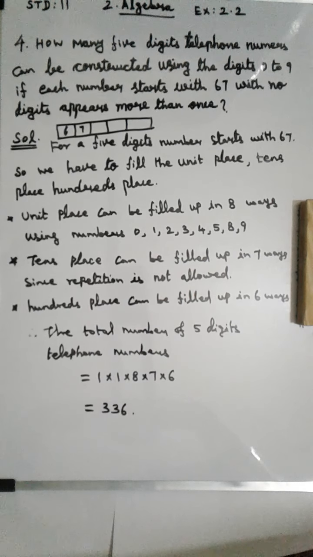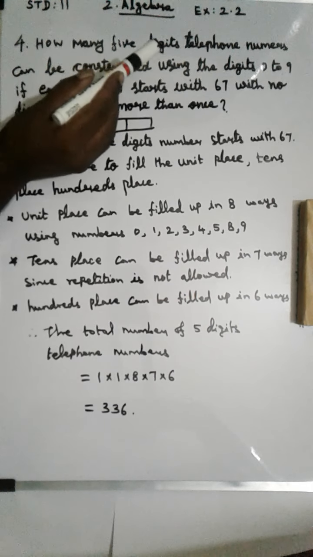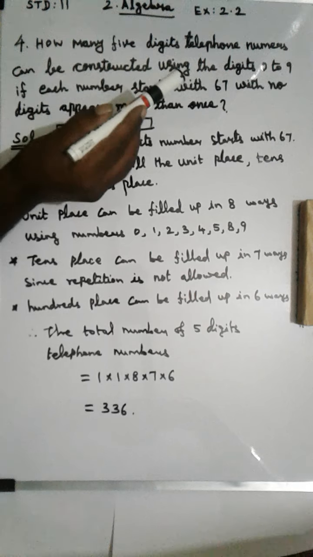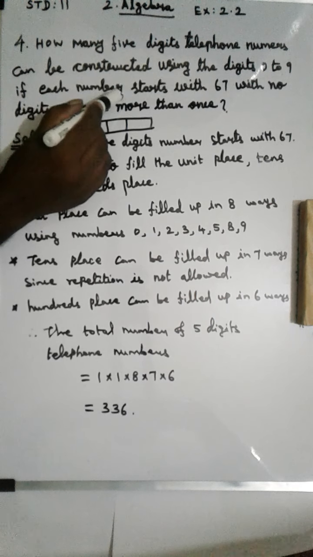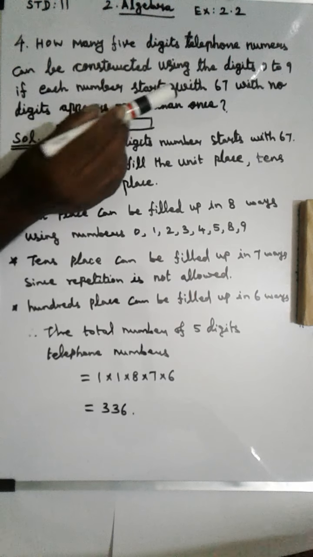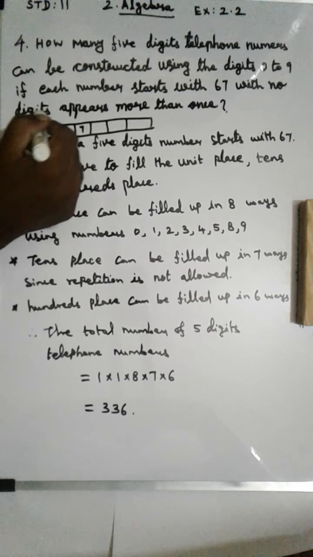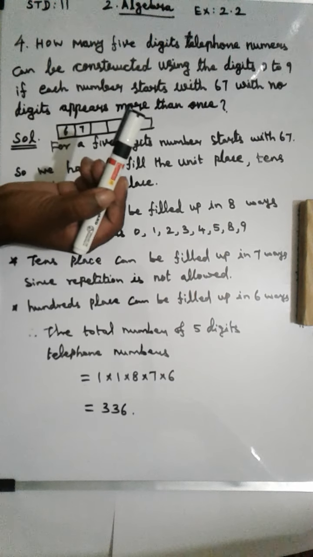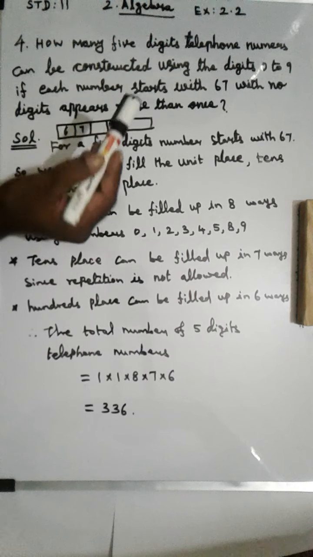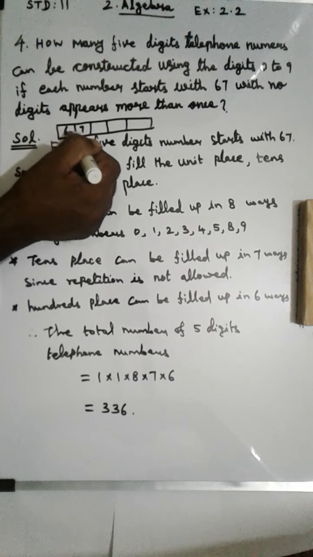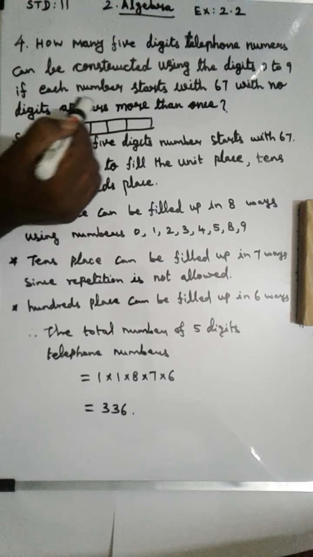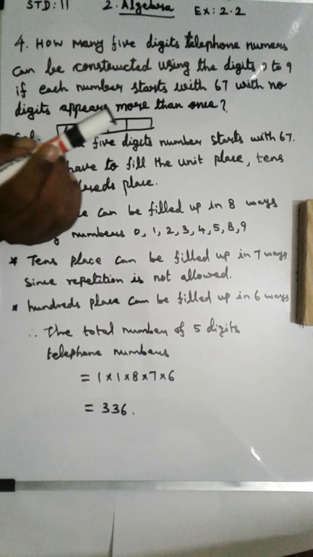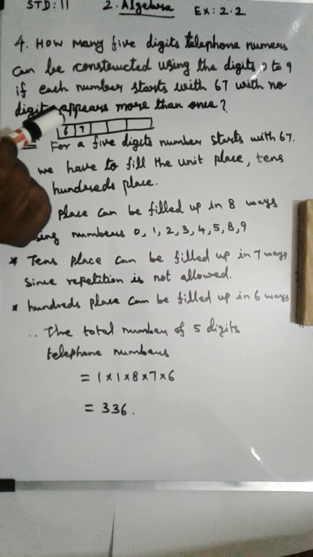Fourth sum, how many 5 digit telephone numbers can be constructed using the digits 0 to 9 if each number starts with 6, 7 with no digits appearing more than once. So 0 to 9 is the numbers we should take. The telephone number starts with 6, 7. Another condition is given, no digit appears more than once. One digit, one number should appear only once here.